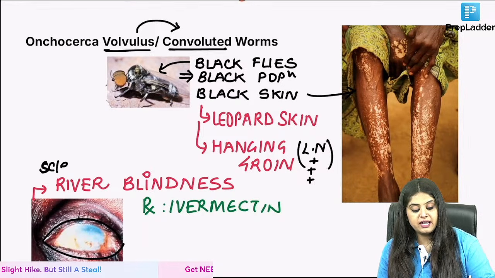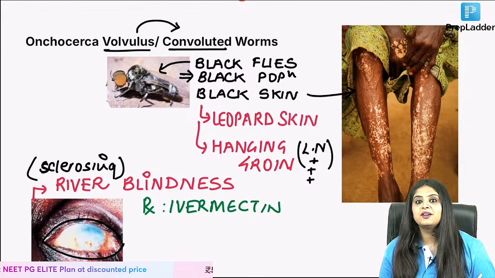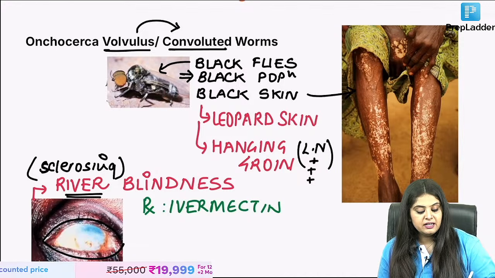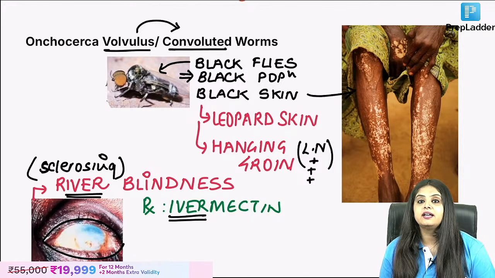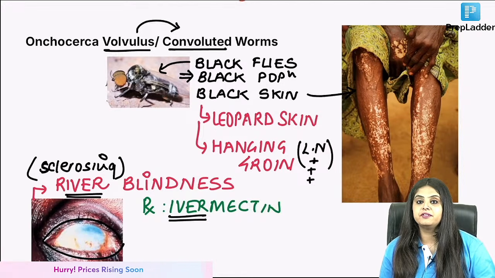This could be asked in the INI-CET exam. Sclerosing disease, and what is the treatment? Ivermectin. What is the treatment of river blindness? River blindness treatment is ivermectin. You will never ever forget.